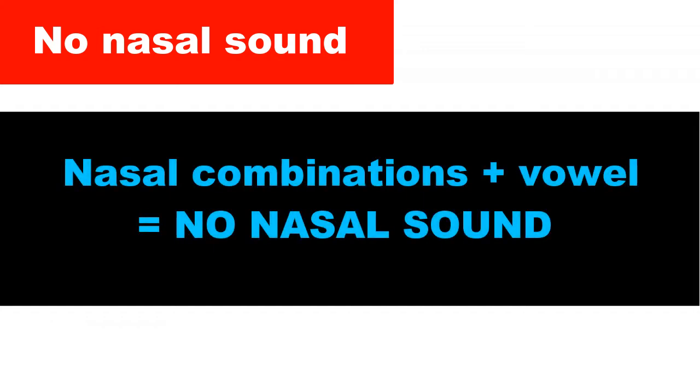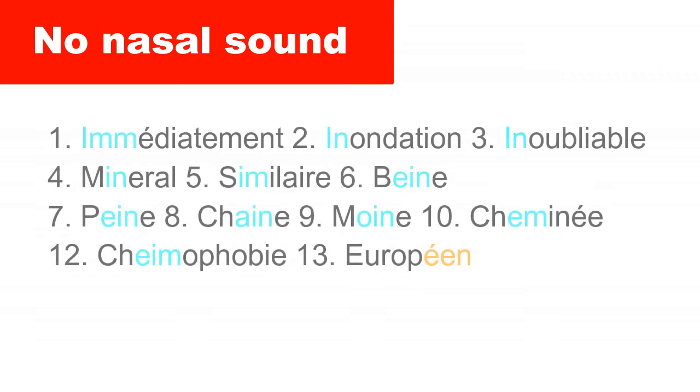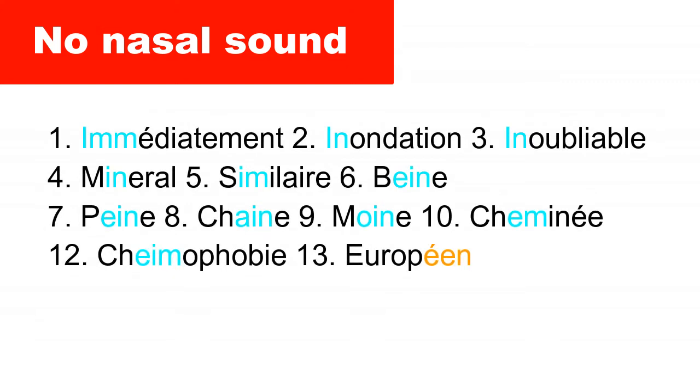As you must have followed in all other parts of this series, after the nasal combinations, whenever we get a vowel, the nasal sound does not occur and we pronounce the N or M as it is. In the word inondation, for example, IN is followed by the vowel O. So, IN will not be pronounced as nasal, but we will pronounce the N. The first N is pronounced.